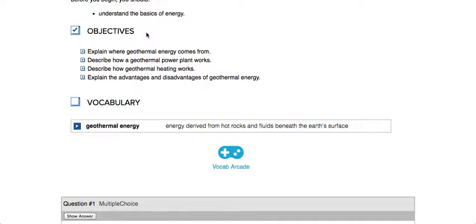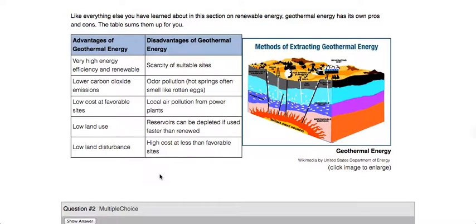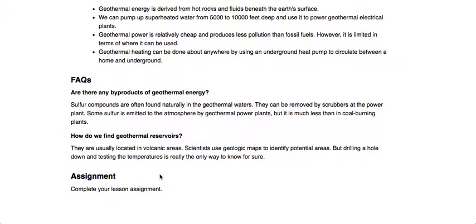There are advantages and disadvantages to geothermal energy, and in your lesson there's a really nice chart that goes over it. I'm going to scroll down to show that to you. Here are the advantages and disadvantages. I would certainly make sure that you're familiar with this table because you're going to want to utilize it when you're getting into your discussion, as well as down at the bottom, talking about the byproducts and how to find geothermal reservoirs. So that's really the essence of the lesson.